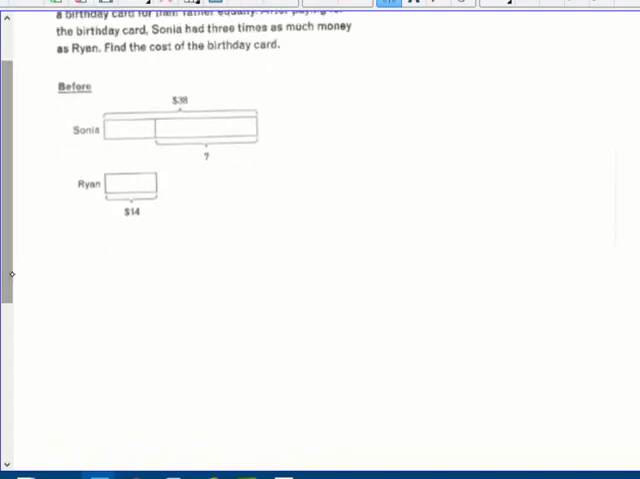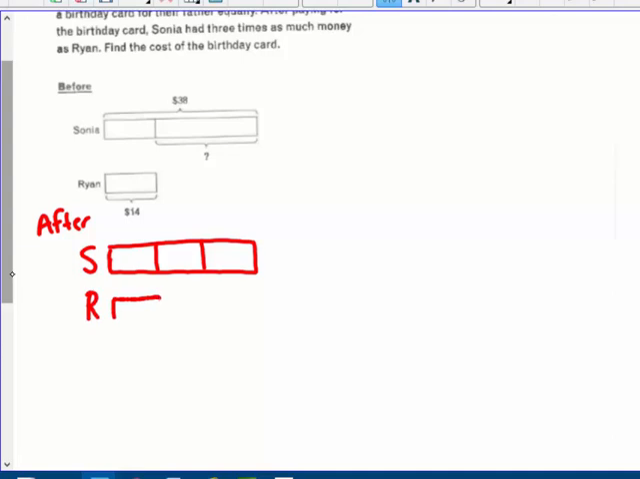Sonia has 3 times as much. So when they're done, after they get rid of some, she's a 3 to 1. So this is my after picture. Now they're down to 3 to 1, after they gave some away. Well, they each had 38 and 14, this is where we start.